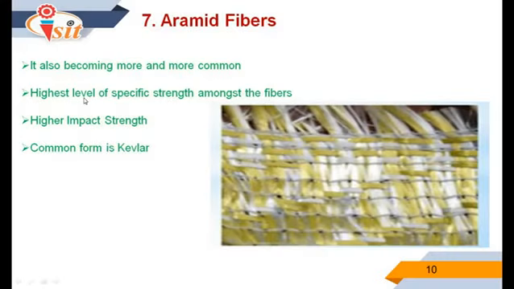Now the next fiber is the aramid fiber. Aramid fibers are more and more common nowadays, and have very high specific strength among all these fibers. It is also known for very high impact strength, and the common form of this aramid fiber is Kevlar. We all know that Kevlar fiber is mostly preferred in bulletproof jackets or applications where high impact strength is required. So this is a glimpse of the aramid fiber.